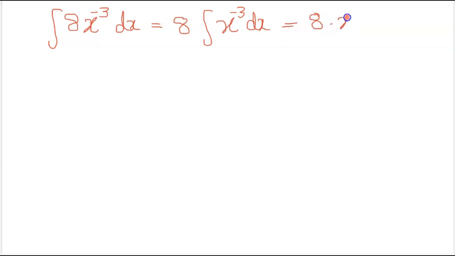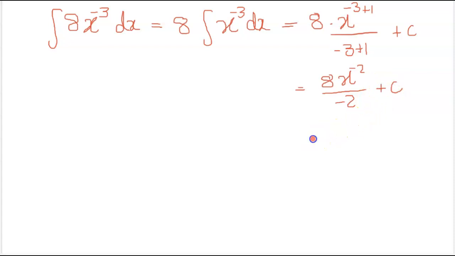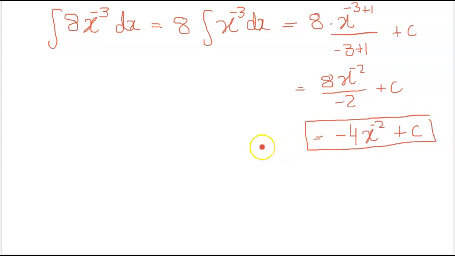And that will become 8 times x to the minus 3 plus 1, divided by minus 3 plus 1, obviously plus c. So that will become 8x to the minus 2 over minus 2 plus c. If you want to simplify it further, there's 2 and 8. That will become minus 4x to the minus 2 plus c. So you can write that as an answer.